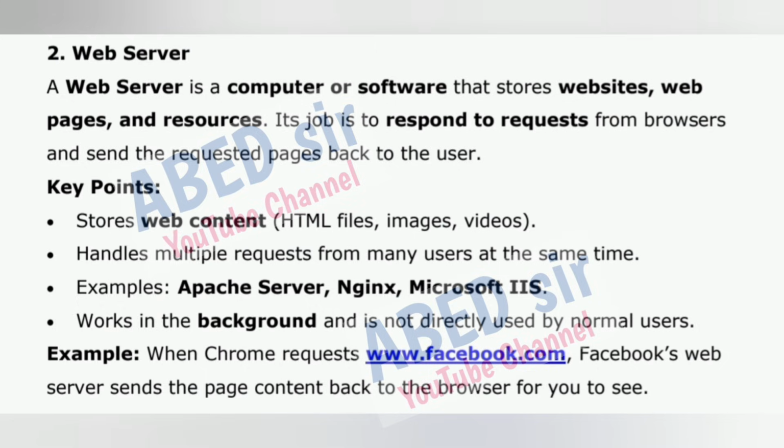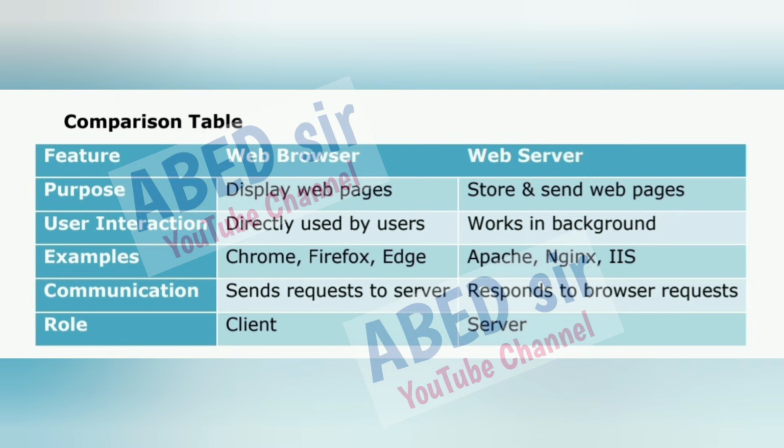Example: when Chrome requests www.facebook.com, Facebook's web server sends the page content back to the browser for you to see. Comparison table. Feature: web browser, web server. Purpose: display web pages; store and send web pages. User interaction: directly used by users; works in background. Examples: Chrome, Firefox, Edge; Apache, Nginx, IIS. Communication: sends requests to server; responds to browser requests.